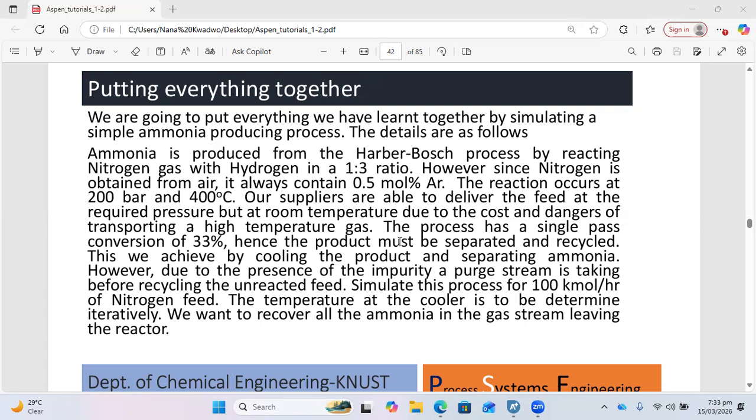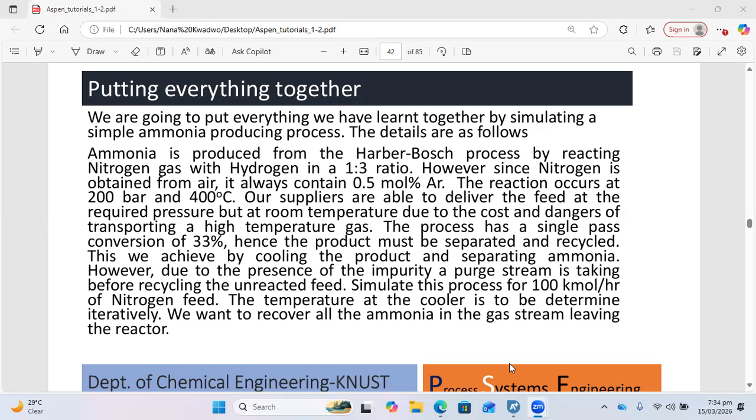The process has a single pass conversion of 33%, hence the products must be separated and recycled. And we achieve this by cooling the product and then separating the ammonia. We said that, however, due to the presence of the impurity, a purge stream is taken before recycling the unreacted feed. Simulate this process for 100 kilomole per hour of nitrogen feed. And we are told that the temperature at the cooler is to be determined iteratively. We want to recover all the ammonia in the gas stream leaving the reactor.